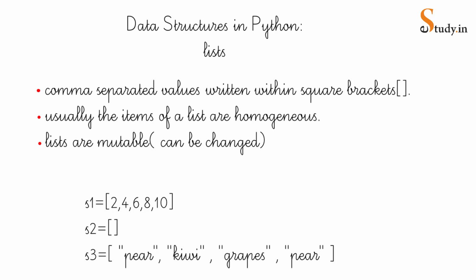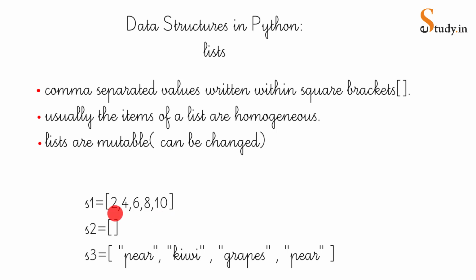The topic for today is lists, and lists come under the topic data structures in Python. So what are lists? Basically, lists are comma separated values written within square brackets. Let's see an example here. S1 is equal to square brackets, and we have put a few elements here: 2, 4, 6, 8, 10. Basically the first few even numbers. So here we have a list of even numbers starting from 2 till 10.